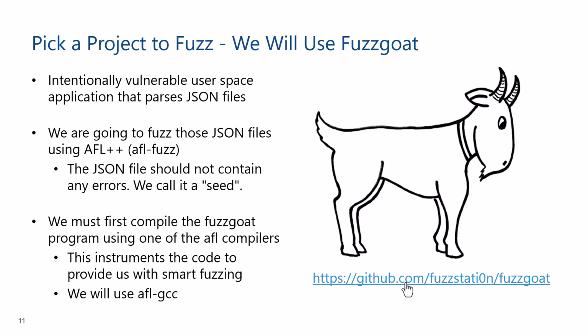And the JSON files, the initial thing that we start out with is a file that is a valid file. It should not cause FuzzGoat to crash. And we normally call this initial file the seed. But before we can even fuzz it, we have to compile FuzzGoat, as I mentioned, and we're going to use one of the AFL compilers. For this particular demo, we're going to do afl-gcc.